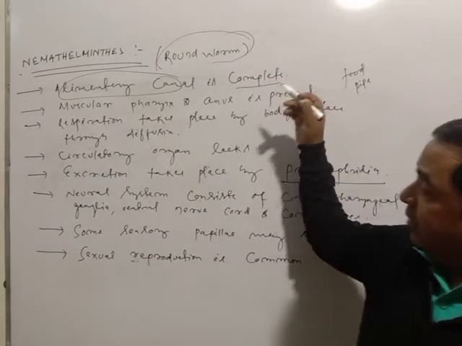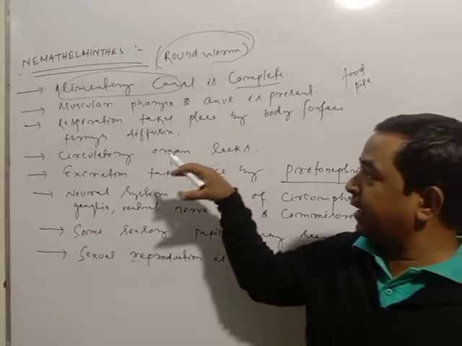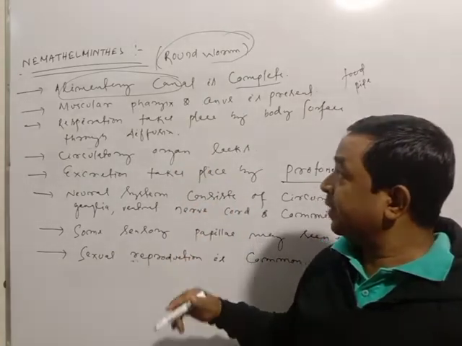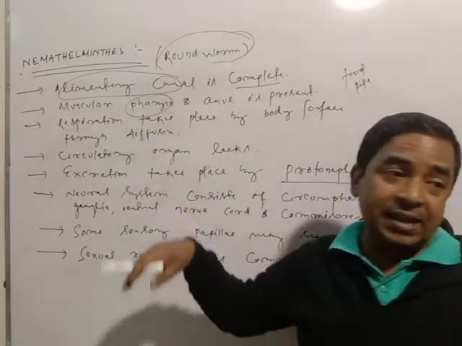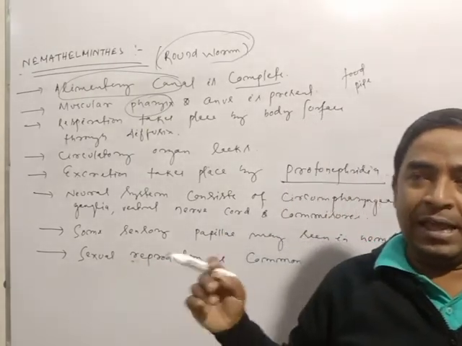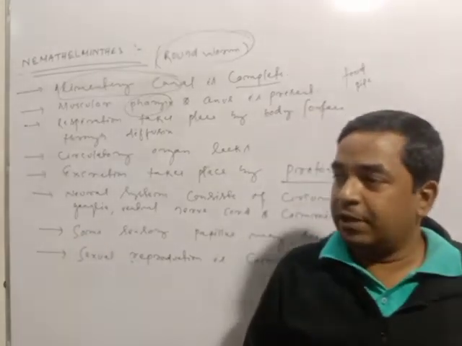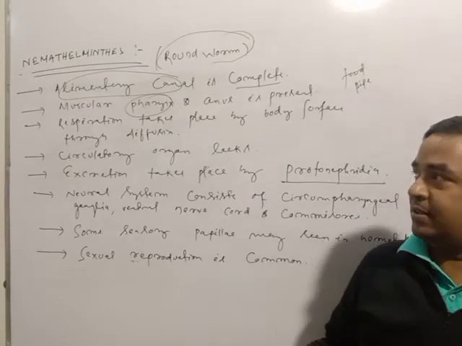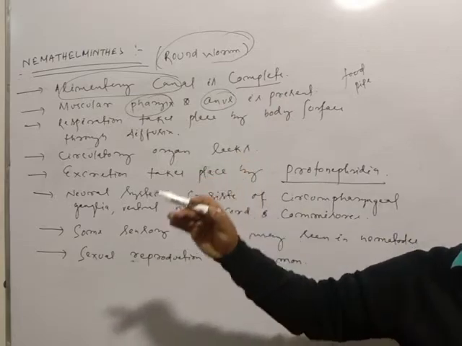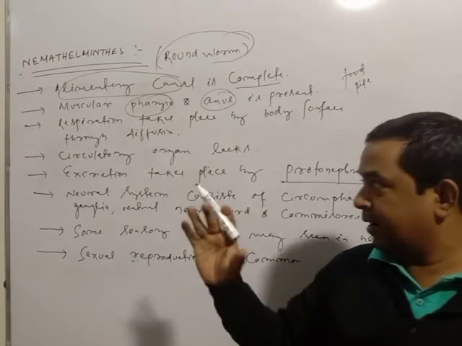It is complete, meaning although it is a parasite, it still bears certain organs which are advanced in comparison to lower forms. Muscular pharynx. The pharynx is the common junction for passage of food and air. In humans, we have nasopharynx, oropharynx, laryngopharynx, etc. It is the common pathway, and also the anus.